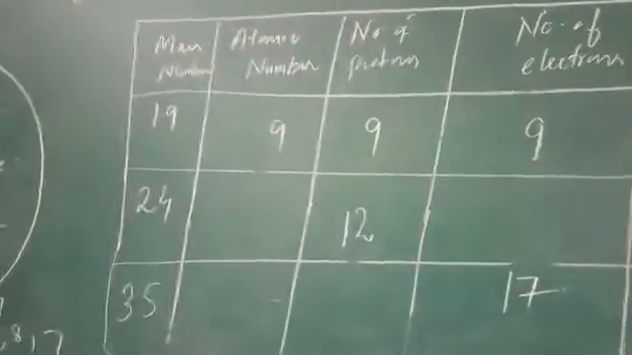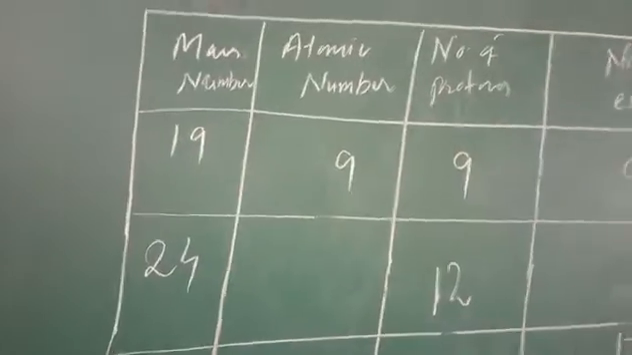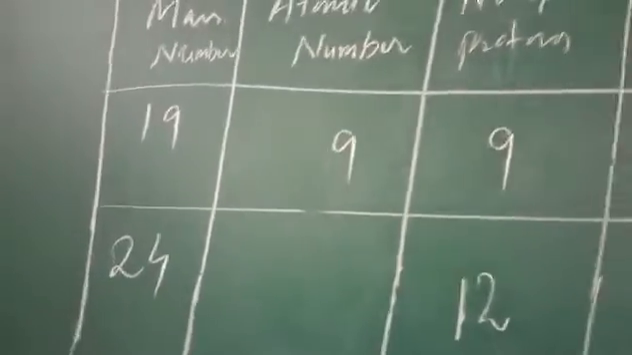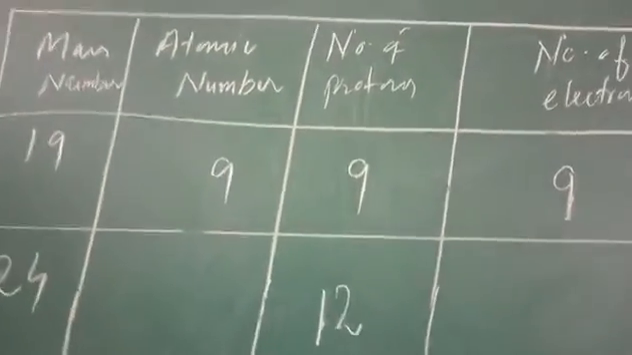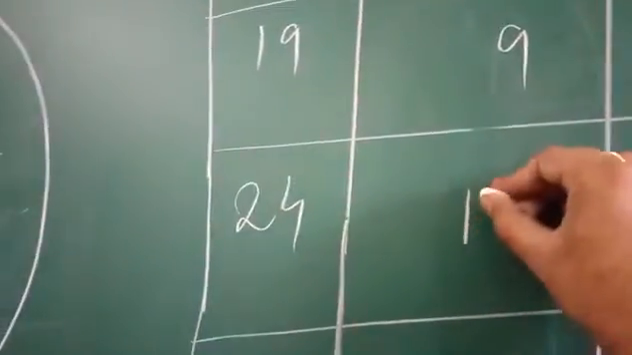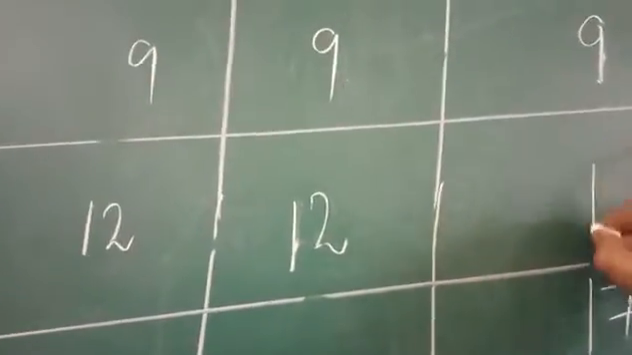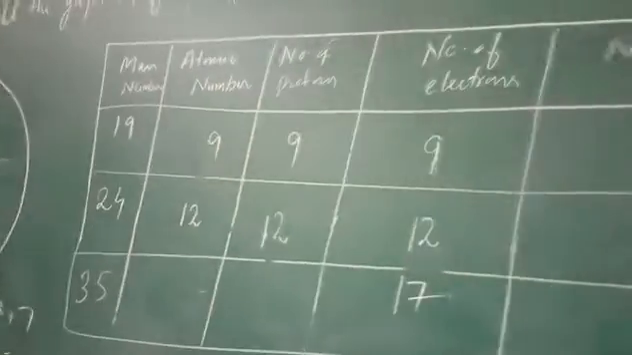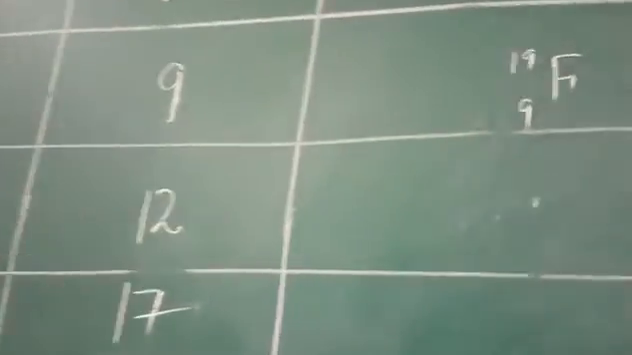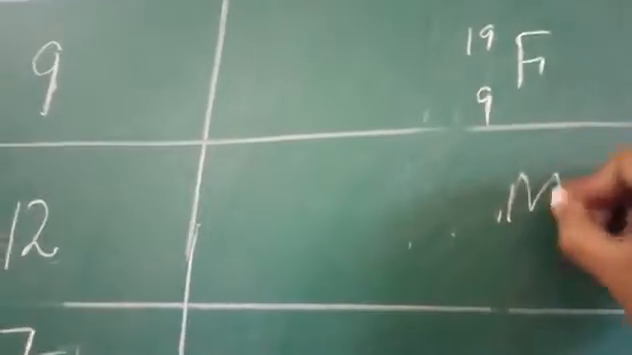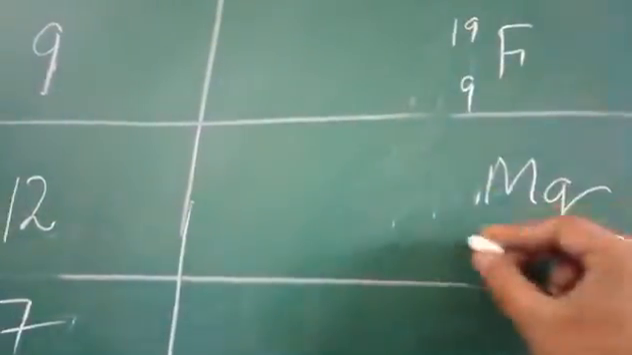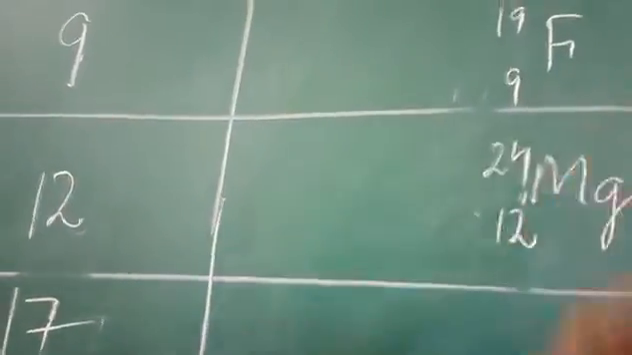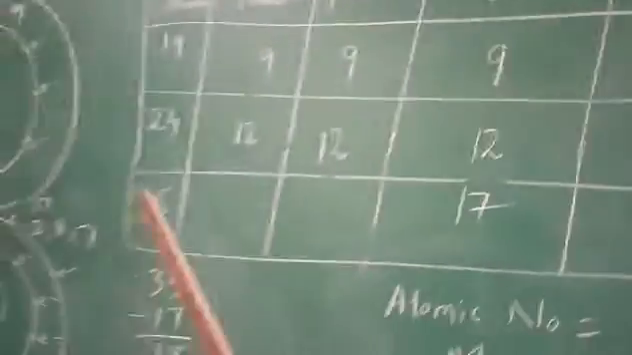Look at the second case. You have given mass number and number of protons. Number of protons 12. It means atomic number is equal to number of protons is equal to number of electrons. Atomic number is also 12. Number of electrons also 12. So name the element which has atomic number 12. The element is magnesium. Magnesium atomic number is 12. Mass number is 24.